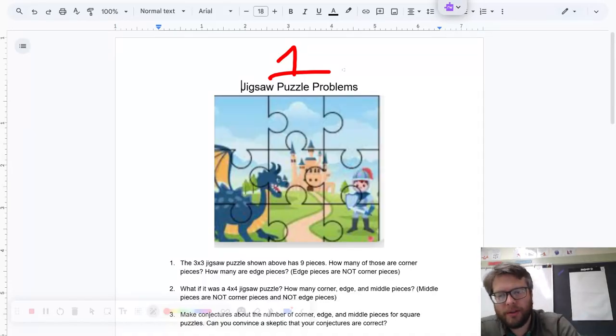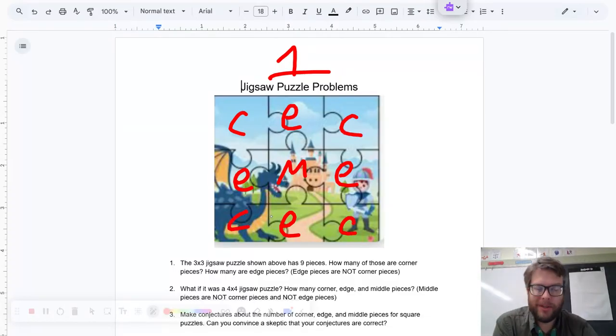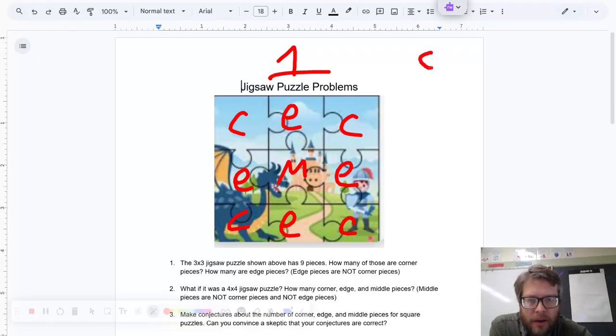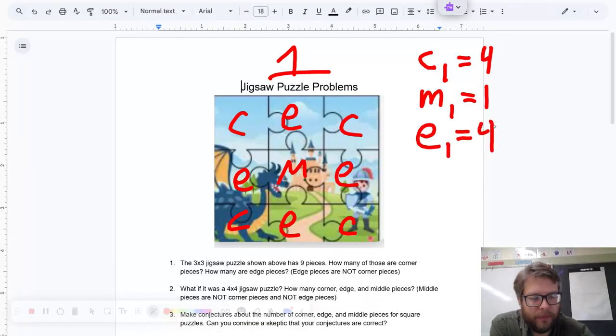And if I start going through and thinking about the different types of pieces, there's a middle piece, there are these four edge pieces, then there are these four corner pieces, right? So using our sequence notation, I could write that like this. On puzzle number one, the number of C pieces, the number of corner pieces, is 4. The number of middle pieces on puzzle number one is 1. And the number of edge pieces on puzzle number one is 4.